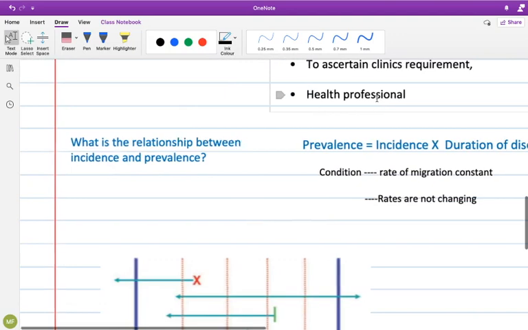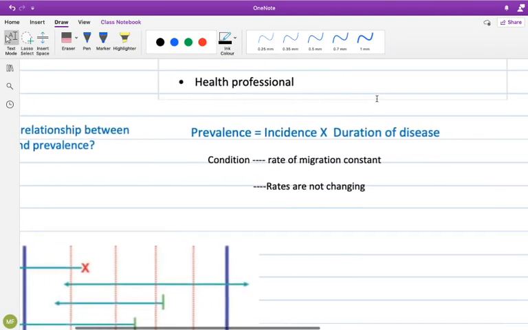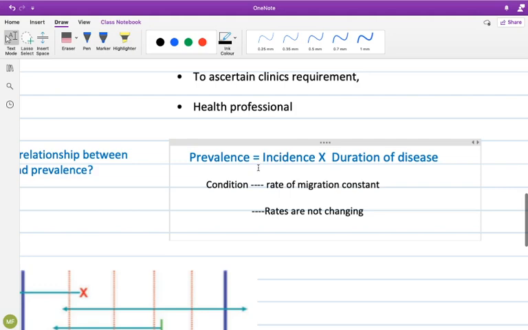So, what is the relationship between incidence and prevalence? Prevalence is equal to incidence into duration of a disease. So, if we know any two values over here, either we know prevalence or we know incidence, we are able to calculate the duration of a disease. Similarly, if we know the duration of a disease, how long the disease course is going to take, and we know the incidence, number of new cases divided by the individuals who are at risk, we can calculate the prevalence.